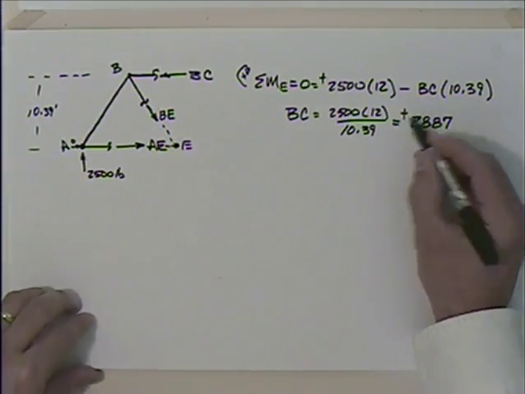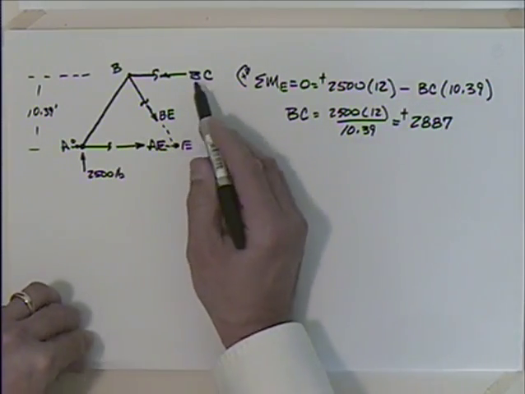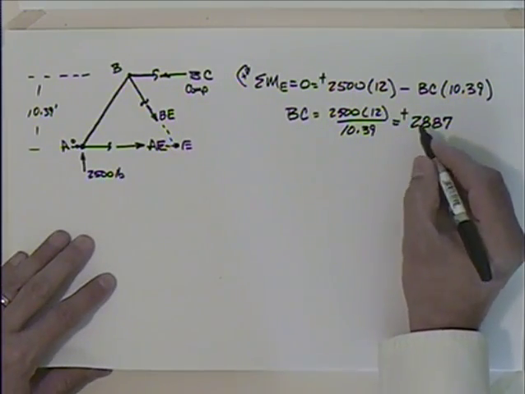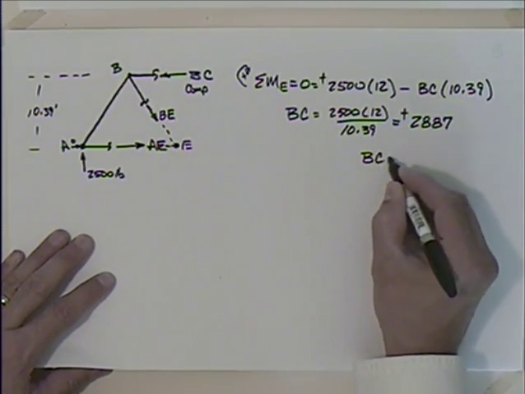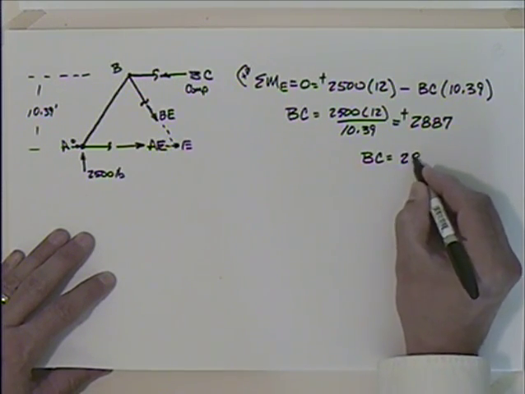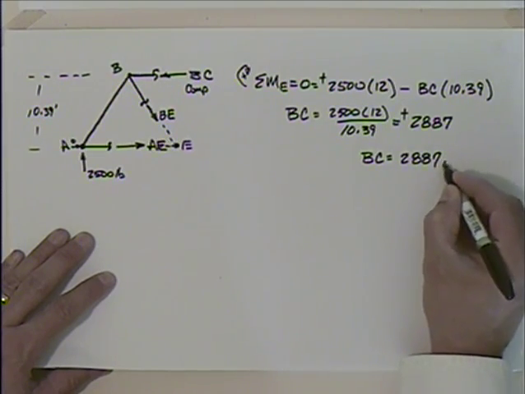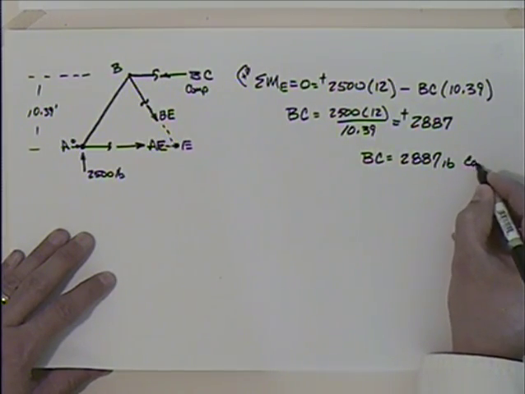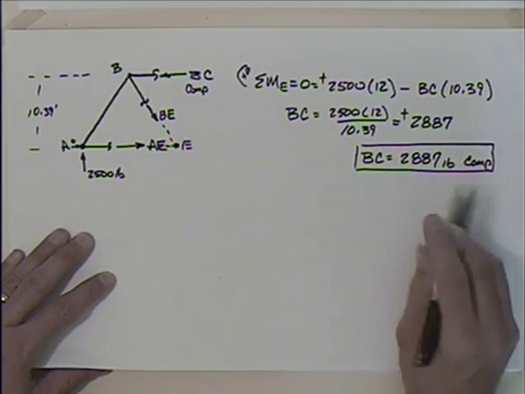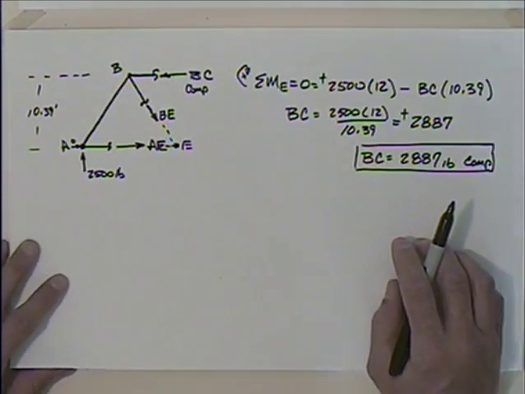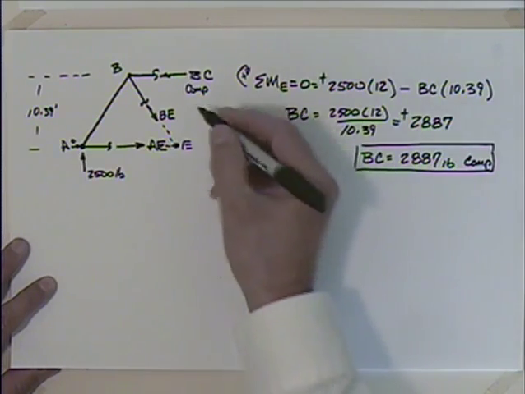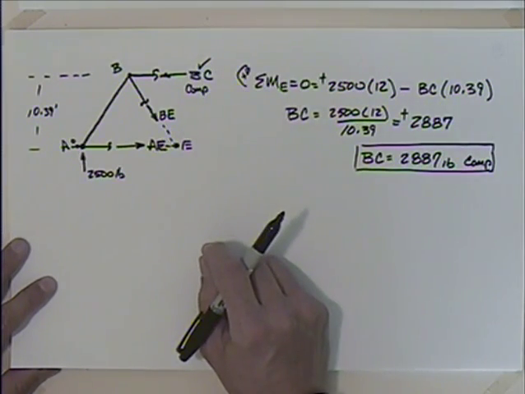Now that was a positive number. How did we draw BC? We drew this in compression, didn't we? So if it's positive, that would affirm that it's compression, so I could say that BC is equal to 2,887 pounds in compression. Okay. Again, I have too many significant figures there, but we'll see what the answers hold. Maybe they have too many significant figures too. So we've got this one done.